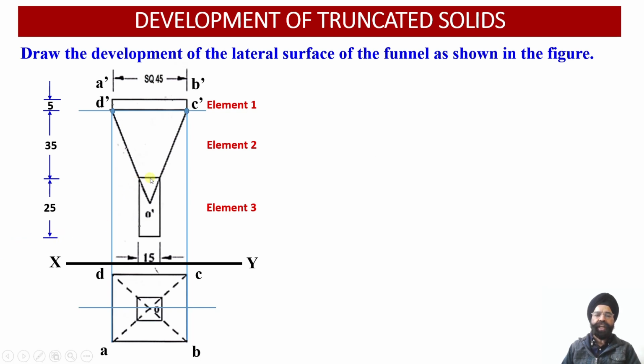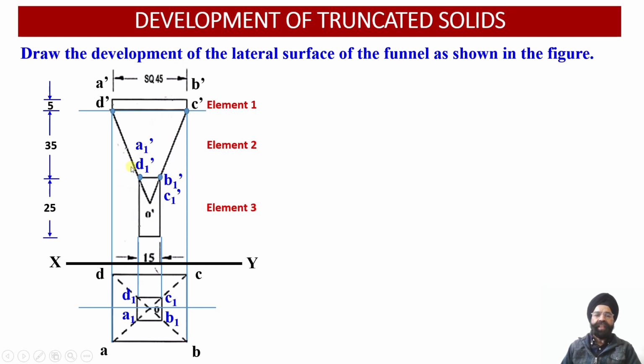Similarly, corresponding to the top face of this frustum of the square pyramid, the 4 points have been labeled as A1, B1, C1 and D1 in the top view projections. And these 4 points corresponding to the top face have been marked as A1 dash and D1 dash in the front view projections. Similarly, the points B1 and C1 have been projected as B1 dash and C1 dash in the front view projections.